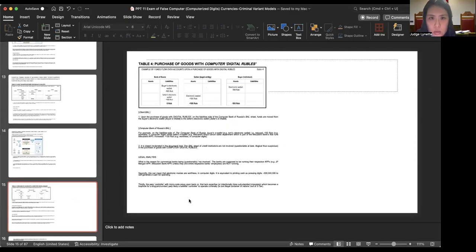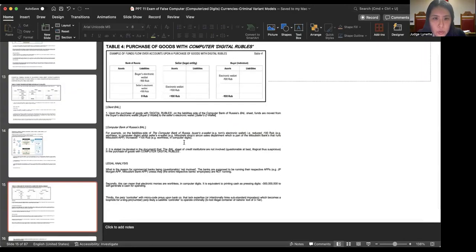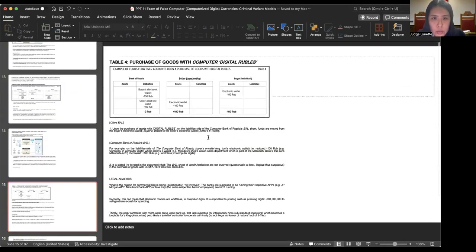So this is the balance sheet. So you can see here that upon purchase of goods with digital rubles on the liability side of the Computer Bank of Russia, funds are moved from the buyer's electronic wallet to the seller's electronic wallet. For example, on the liability side of the Computer Bank of Russia, the buyer's e-wallet was reduced by minus 100 rubles, while the seller's e-wallet, Mitsu's shop, increased by 100, both worthless in electronic digits.